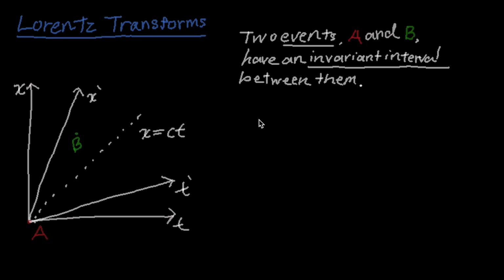Lorentz transforms can ultimately be derived from the idea that any two events in spacetime, A and B, have an invariant interval between them. Now, let's take a closer look at what this invariant interval actually means.